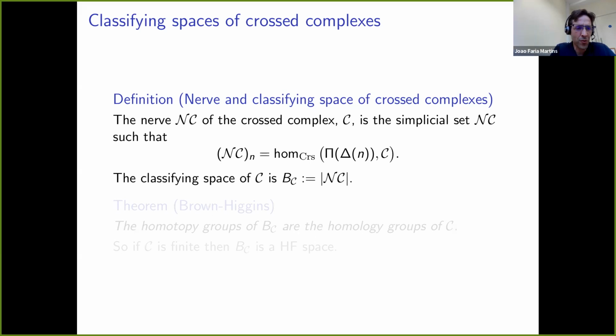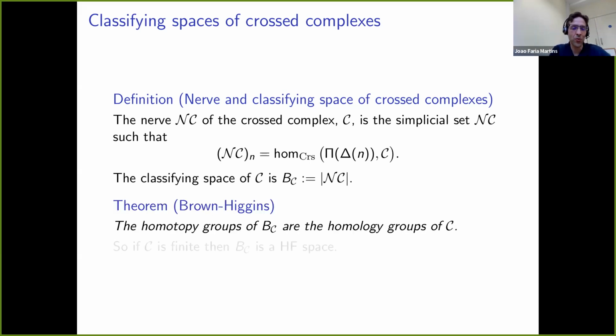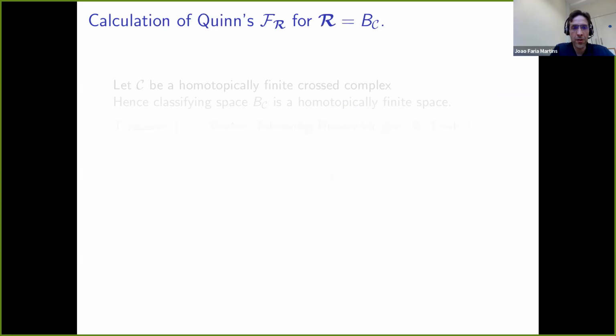I can discuss this later on today, but maybe I would like to just say the principle. There's another important principle, which is that the homotopy groups of the classifying space of the crossed complex turn out to coincide, up to isomorphism, with the homology groups of the crossed complex. So if you start with a finite crossed complex, then you immediately get a homotopy finite space by looking at the classifying space. Right, and what comes after?